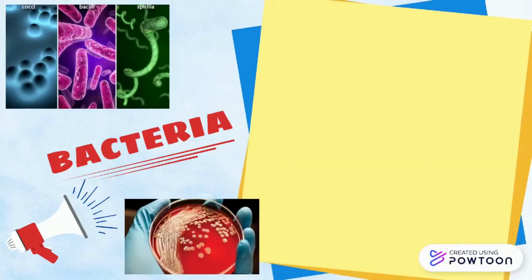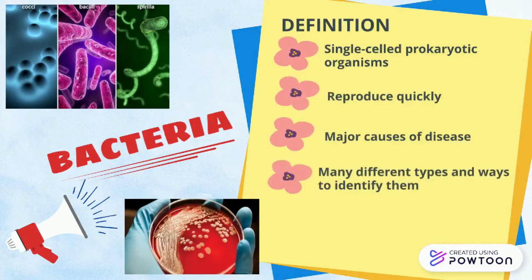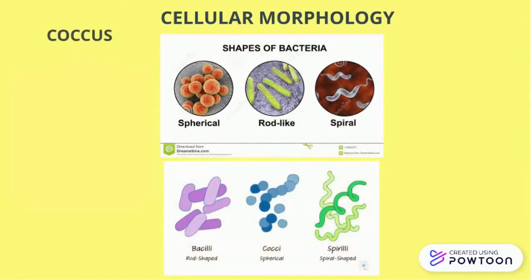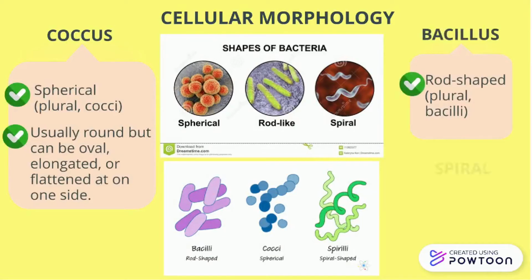Next, we go to the bacteria. Bacteria is a single-cell prokaryotic organism. There are three types of cellular morphology, which are coccus, bacillus, and spiral.